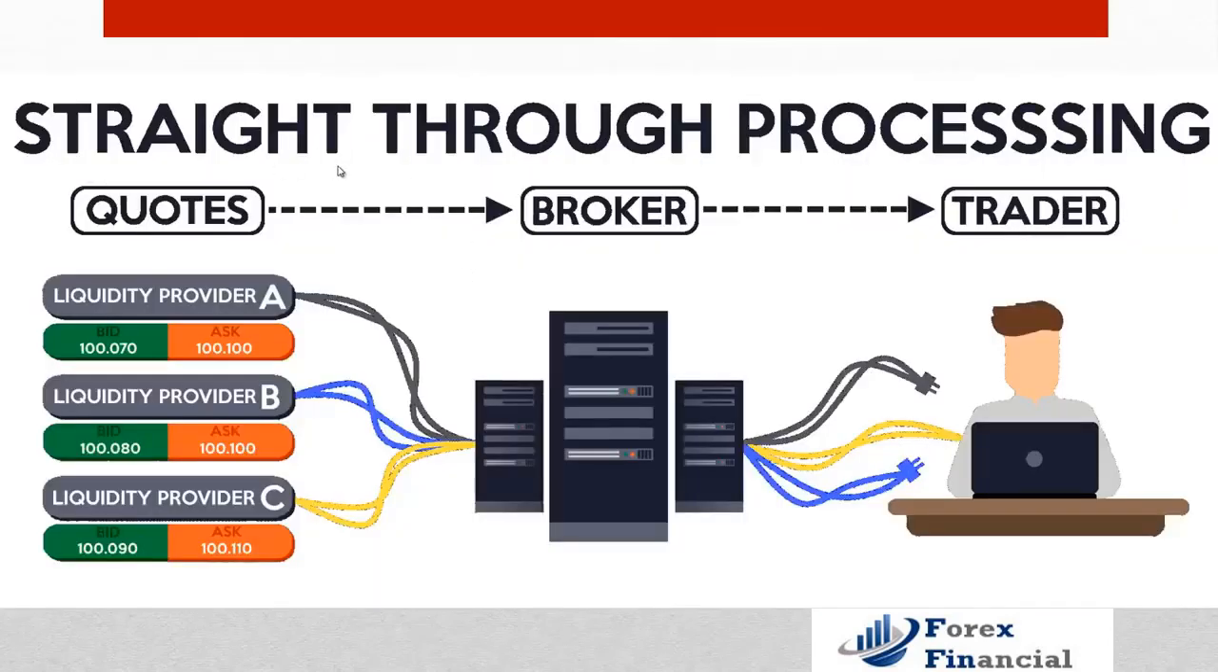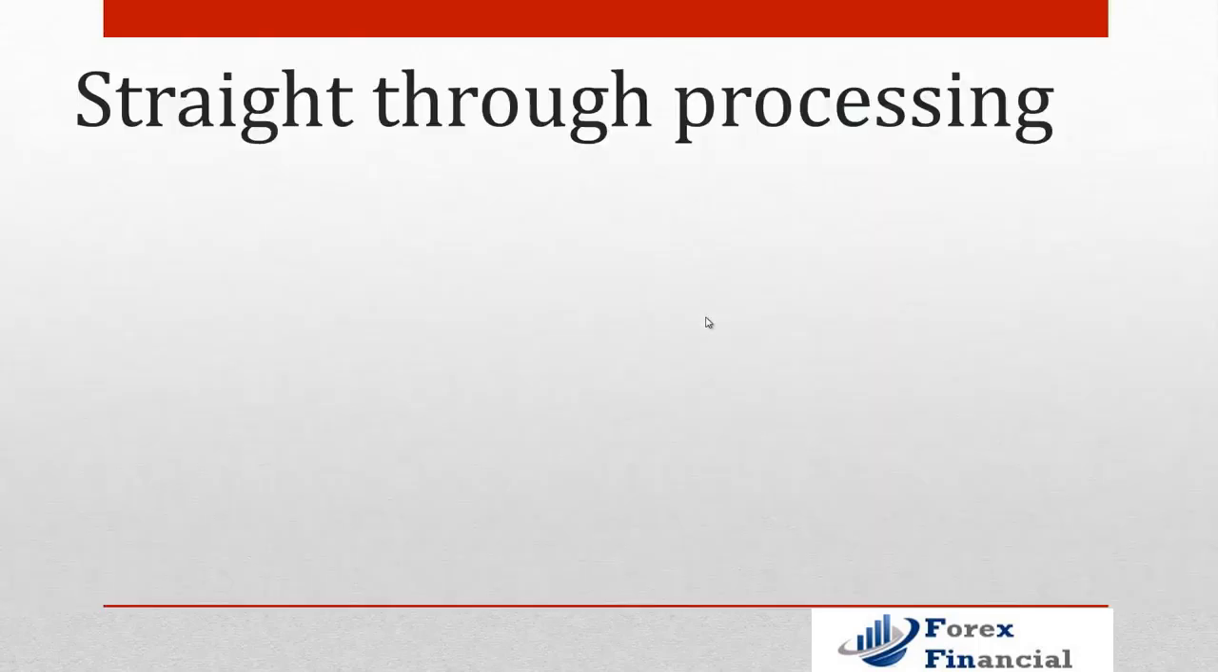So another type of non-dealing desk is what we call a straight-through processing broker. What they do is, again, you're the trader, and there's the broker. The broker will get quotes from all the different liquidity providers and then share the most competitive one with you. These are currently the bid and ask by liquidity provider A, B, and C. So what they'll do is mark up this spread slightly and then pass on the cost to you. What they'll earn is the additional spread from the quotes they receive from the other liquidity providers. Okay, so this is how a straight-through processing broker works.